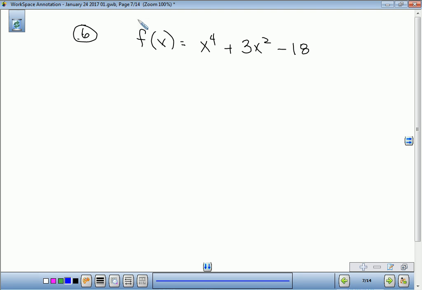Okay, so we'll take a quadratic technique to factor this one. So this is going to factor to x squared plus 6 and x squared minus 3. So we're going to get some imaginaries with our first factor and some irrationals with our second factor. Mixing it up.